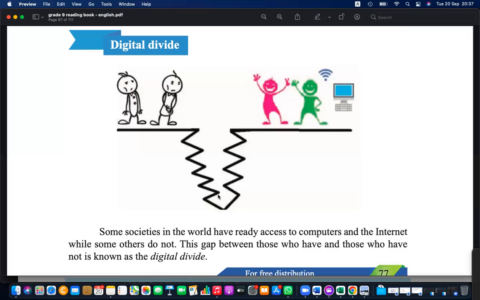Similarly, in society also, there are people who know and people who don't know. People who can access, people who cannot access. That will make a gap between those two societies. So what is the problem? What is the problem of having this gap?